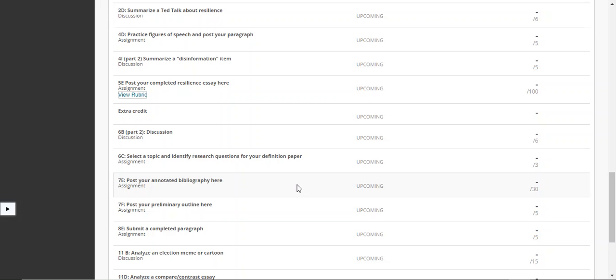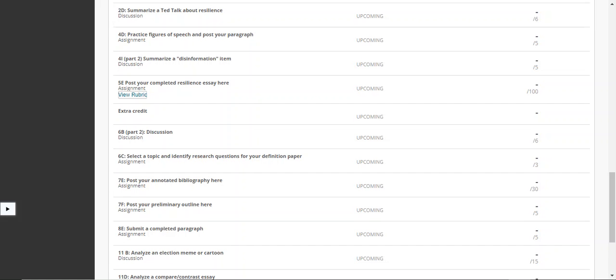I would suggest too that anytime you see comments or a rubric, like here it says view rubric, you click on those things, because sometimes I put comments at the end of the rubrics. So look at both the rubrics and the comments. You may see some stuff from previous assignments too, where I've talked about fragments. So that's how you get there.